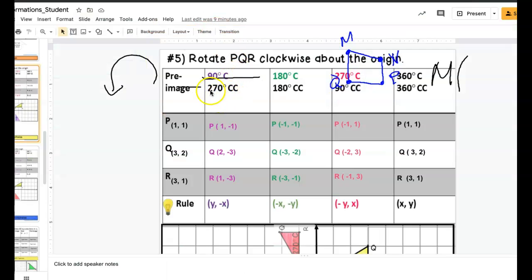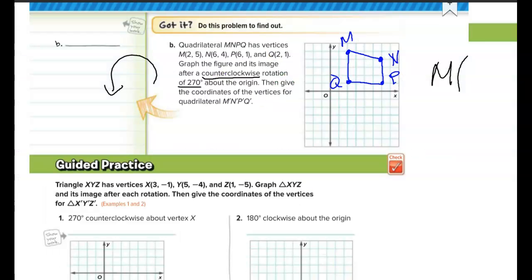90 degrees clockwise is the same as 270 counterclockwise, right? And we're going counterclockwise, correct? So it should be Y, negative X. So what was M's original Y? 5, comma, opposite X. Negative 2. Let's graph that. So over 5, down 2, that should be M.